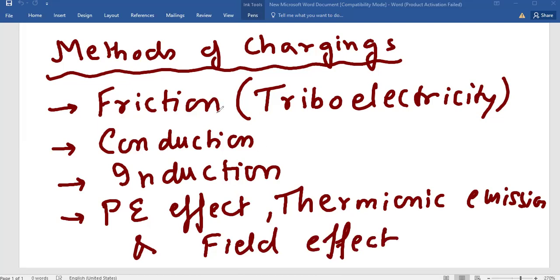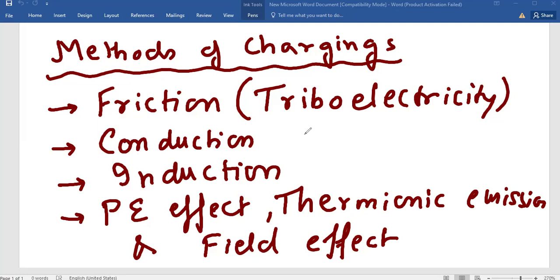In charging by friction, we rub two objects together. And in this process, electron from one object will move to the other object. So one object will become positively charged, other object will become negatively charged.